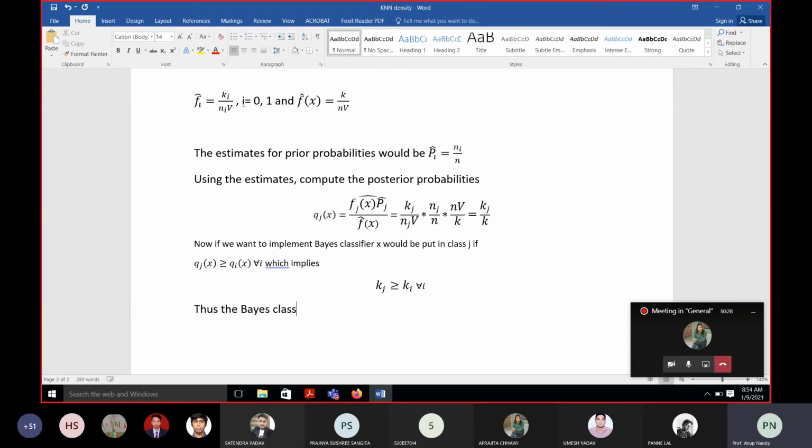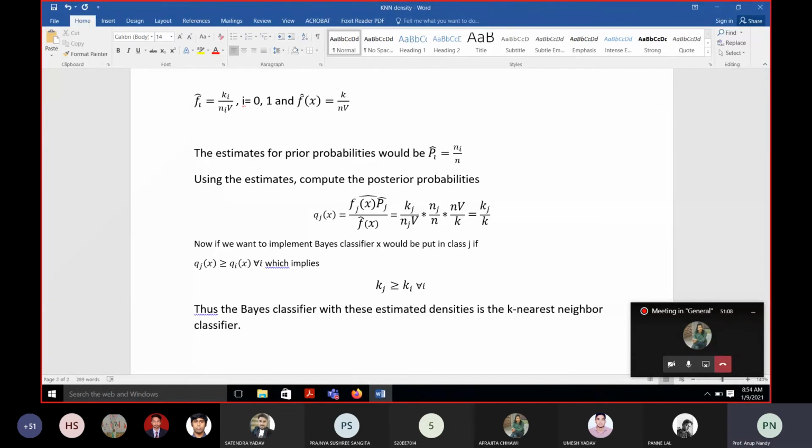classifier, okay, thus the Bayes classifier with the estimated densities is the k nearest neighbor classifier. Okay, so this Bayes classifier with this estimated density is this k nearest neighbor classifier.